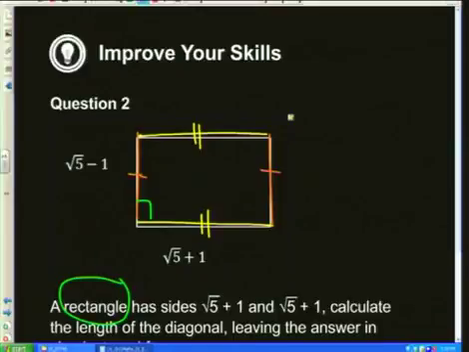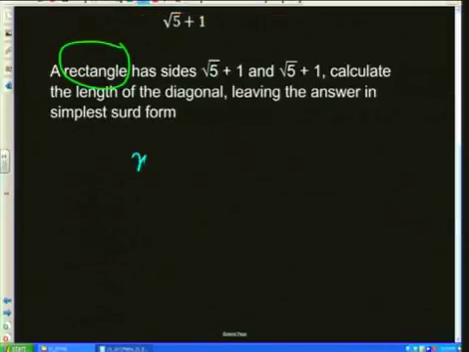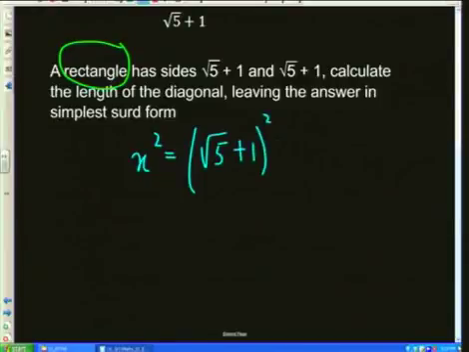We would like to calculate the length of the diagonal, leaving that answer in surd form. The diagonal goes from vertex to vertex. So our job is to find out what is x. It doesn't have a length, so let's give it x. And we need to leave the answer in simplest surd form. Okay, since it's a rectangle, we've put in the properties. We've got a right angle, so this x length is now the hypotenuse of that right angle triangle. So to find x squared, we would now have the one length, which is root 5 plus 1 squared, plus root 5 minus 1 squared.